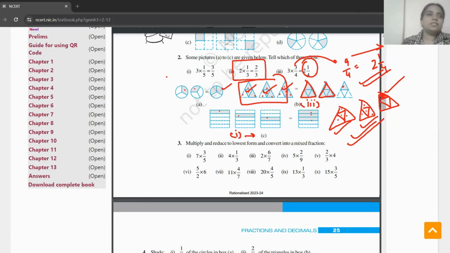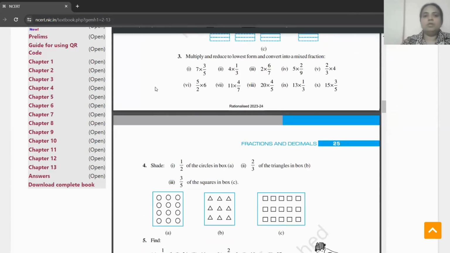Understanding the model is done with us now. Let us go on and solve the third part. Now let's do it mathematically only. No more models required to understand this. 7 times 3 by 5 would be.